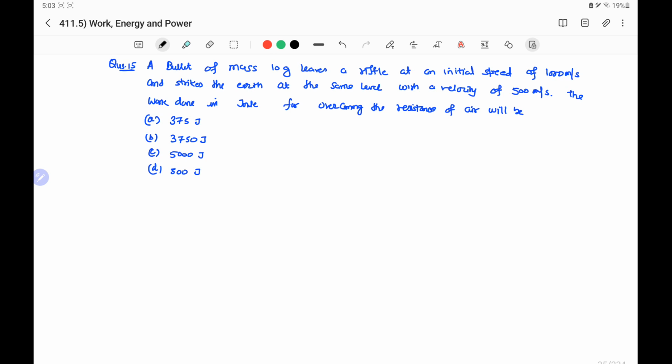Question number 15 is, a bullet of mass 10 gram leaves a rifle at an initial speed of 1000 meter per second and strikes the earth at the same level with a velocity of 500 meter per second. The work done in joule for overcoming the resistance of air will be, options are 375 joule, 3750 joule, 5000 joule, or 500 joule. Using the work energy theorem, which is work equal to change in kinetic energy, because the bullet is moving against the air resistance, there will be a loss of kinetic energy, and it is given by half m into v1 square minus half into m into v2 square.